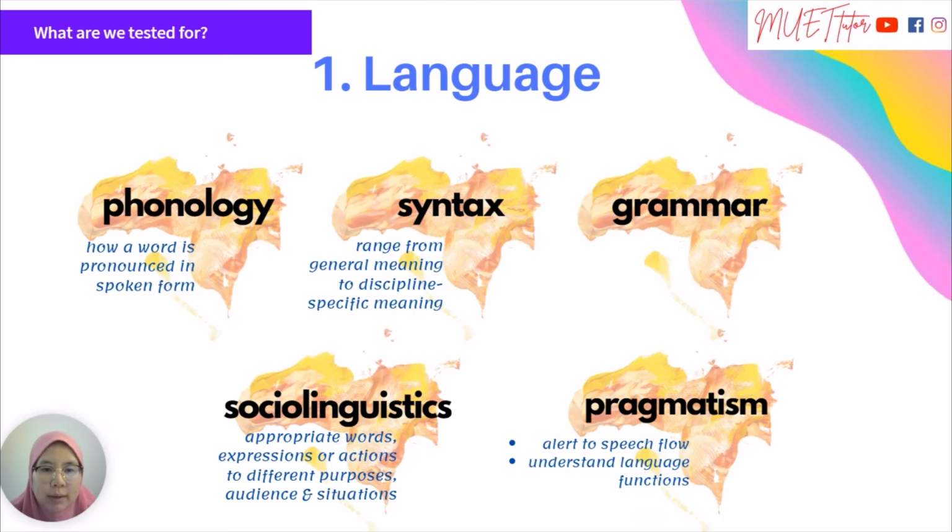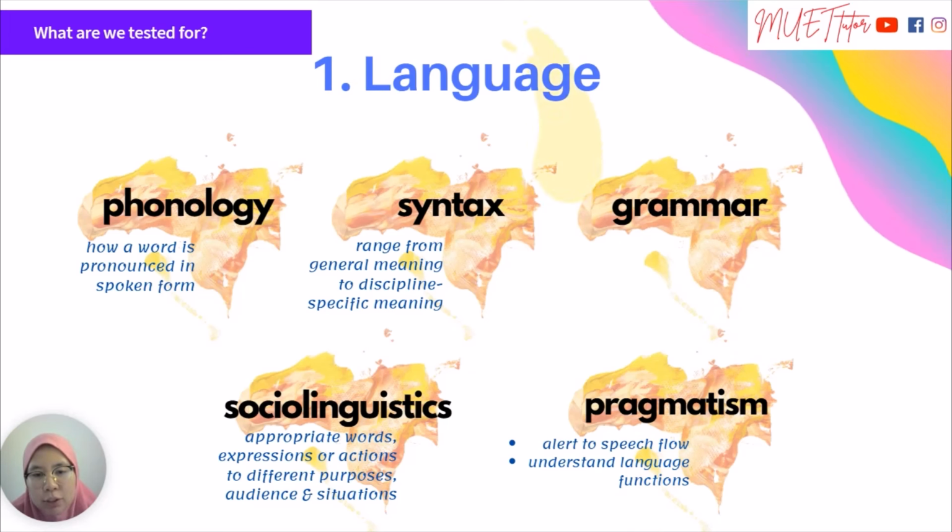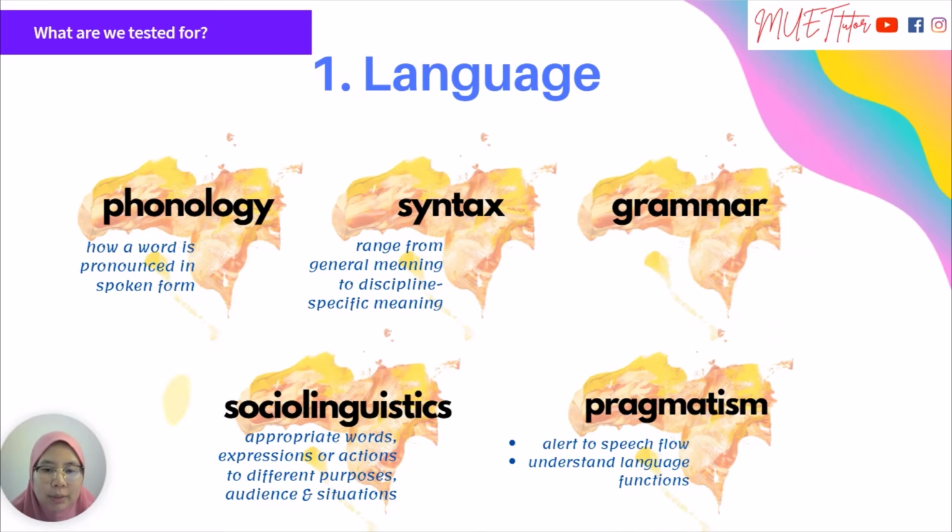And then grammar, and then sociolinguistics, the language that we use in different social settings, knowing how to use and respond to language appropriately. So we will be listening for cues and tones of the speaker. Pragmatics, or the functional use of the language, which means being alert to the flow of the speech and understanding the speaker's different speech styles and types.